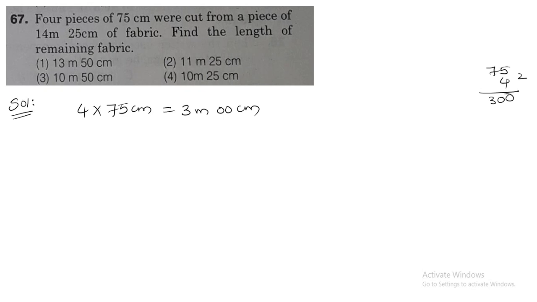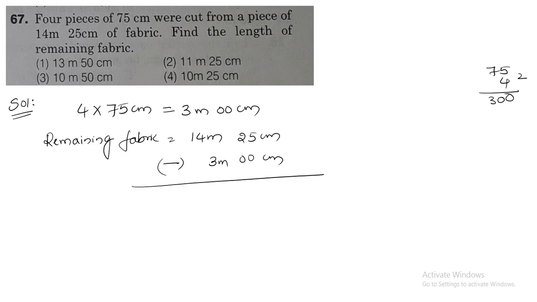Now I need to find out the length of the remaining fabric. For that, what should I do? I need to subtract this 3 meters from the given one. So it is nothing but 14 meters 25 centimeters minus 3 meters 00 centimeters. When I do the subtraction, 25 minus 0 is 25 centimeters, 14 minus 3 is 11 meters. Hence the answer is 11 meters 25 centimeters.